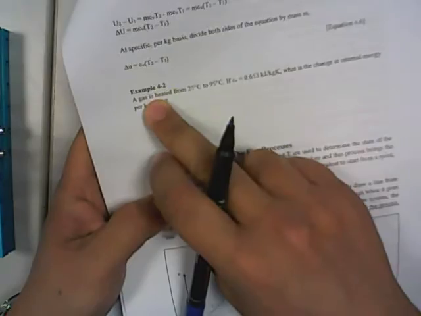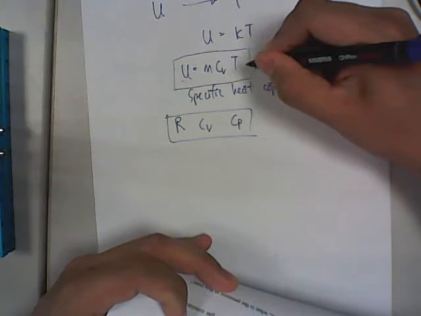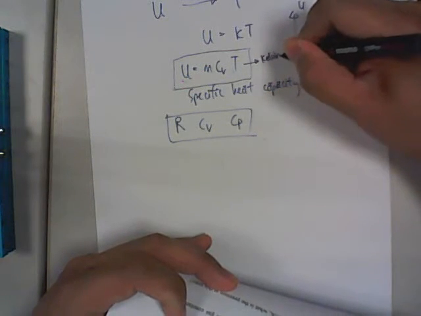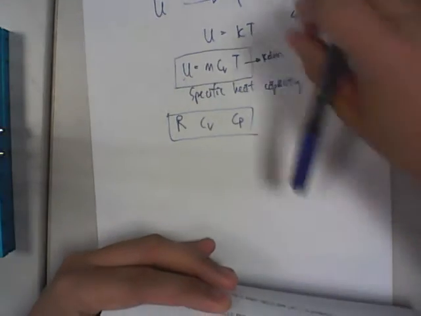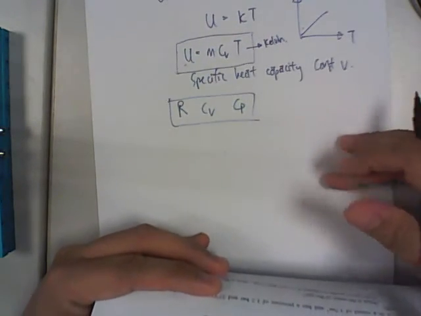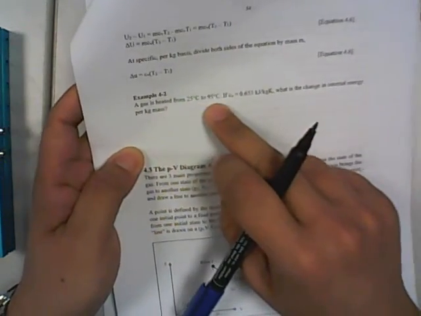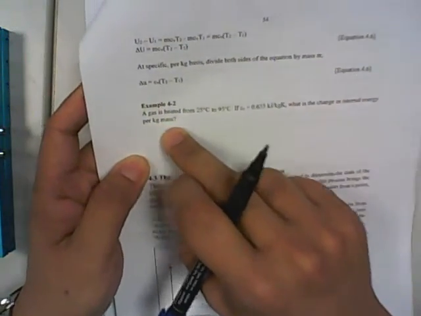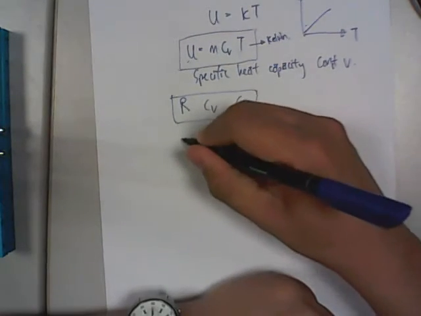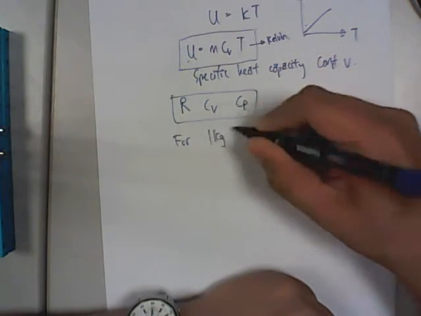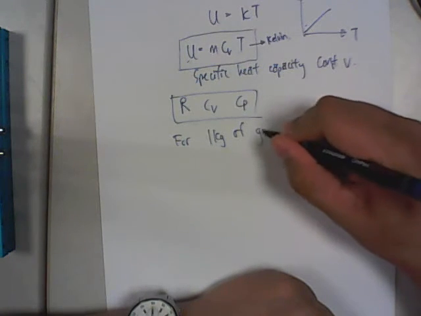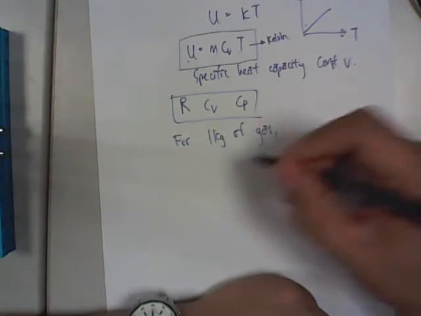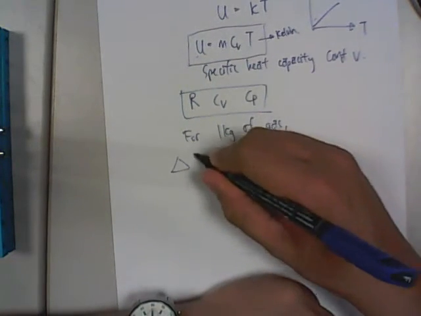And we can look at example 4-2 over here. One more thing, this temperature must be in Kelvin. Perfect gas chapter 4 operates on Kelvin. You do not use degrees Celsius for its formulas. So 4-2: a gas is heated from 25 to 95 degrees Celsius. Cv is given. What is the change in internal energy per kilogram mass? Per kilogram mass means for 1 kilogram of gas. What is the change in internal energy?